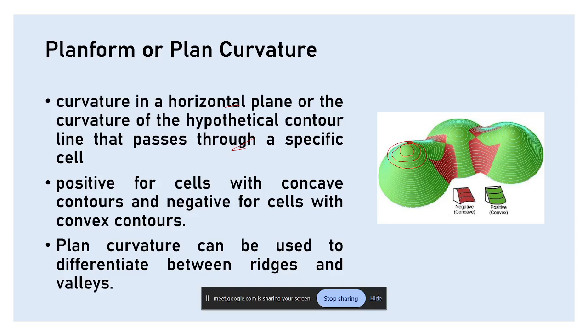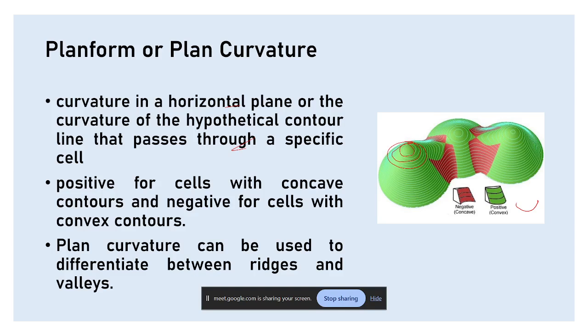So here what you can see is it measures the curvature of these contour lines, how tightly they are or how wide they are. So plan curvature is positive for cells with concave contours. Concave contours is basically, okay, I think they gave it wrong here. Okay, this is concave, that is negative actually, and the cells with this convex one is the positive one.